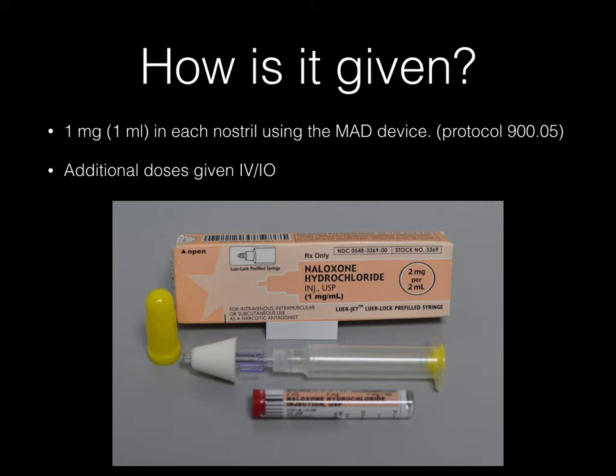So how do we give it? Naloxone comes packaged, as you see here, in a syringe that contains a concentration of 1 milligram per milliliter. Each syringe contains 2 milliliters of medication, so therefore there's 2 milligrams in each syringe of medicine. What we're going to do is take that syringe and attach the MAD device and squirt 1 milligram or 1 milliliter into each nostril using the MAD device.